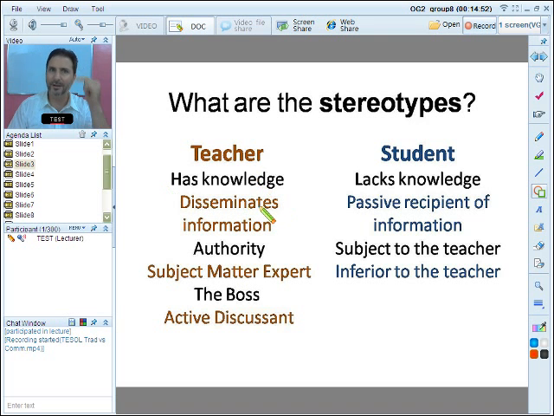The teacher has the knowledge, and you want to give that knowledge. What we're discounting is that maybe the students have knowledge too. Or maybe there's something we can get from the students. But that's a different story. Later we'll talk about that.